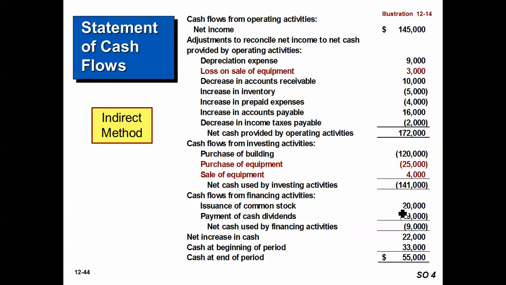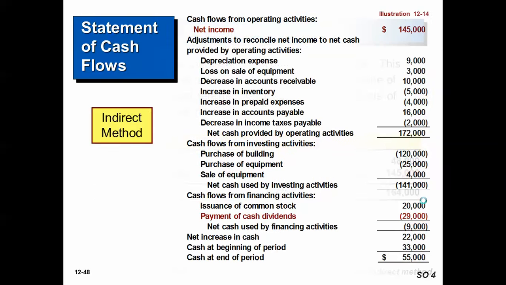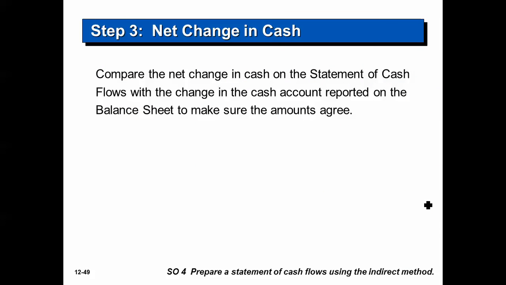There's your statement of cash flow. Cash flow from operations: net income, add back depreciation, loss on equipment, decrease, so we come up with the 172. Cash purchase investments, and so on. And that's the investing and financing activities. That's what you have to look at. Statement of cash flow, the indirect method. The net change in cash on a statement of cash flow is compared with the change of cash account reported on the balance sheet to make sure the amounts agree. That's that. Thank you.